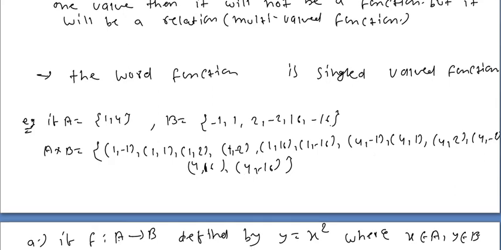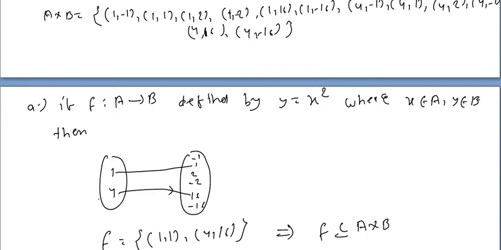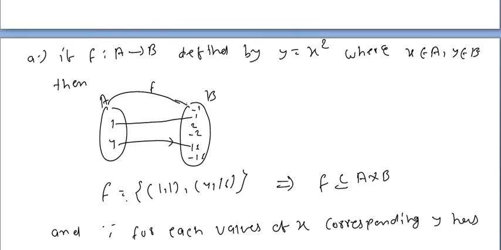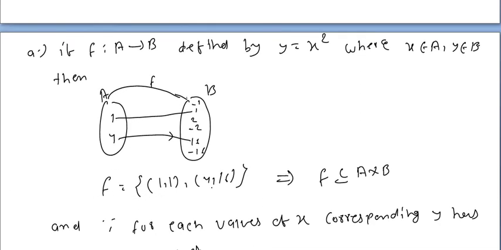Now consider the example. I am defining a function from A to B by the definition y = x squared, where x belongs to A and y belongs to B. Then this is set A and this is set B, and I am defining a function f from set A to set B. For x = 1, y has the value 1. For x = 4, y has the value 16. That is, the function is the collection of ordered pairs (1, 1) and (4, 16).